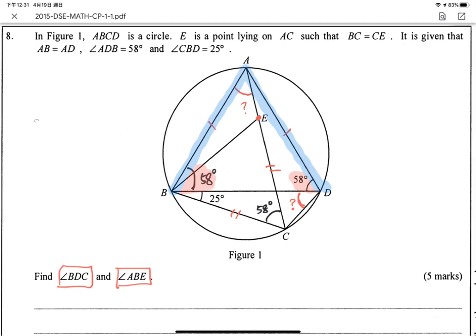Okay, so let me write it down for consider BDC, right? So first of all, we can find out, since angle BCA equal to angle BDA equal to 58, angles in the same segment. And also, since AB equal to AD, therefore the base angle ABD equal to the angle ADB equal to 58 degree. Base angles are isosceles triangle.